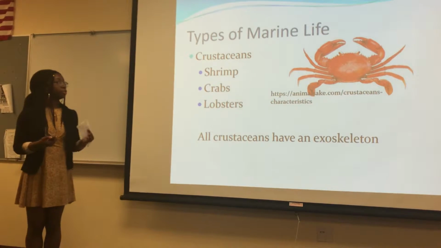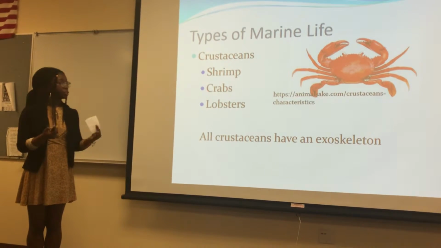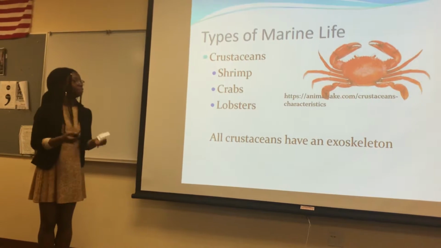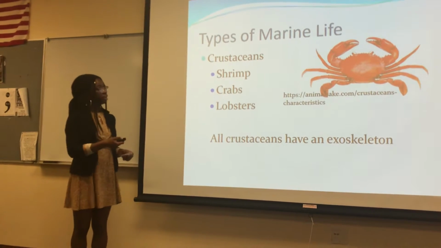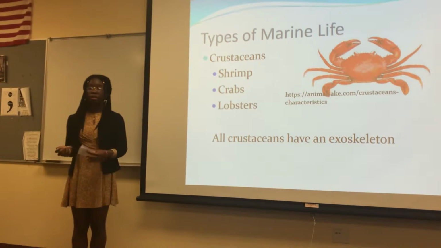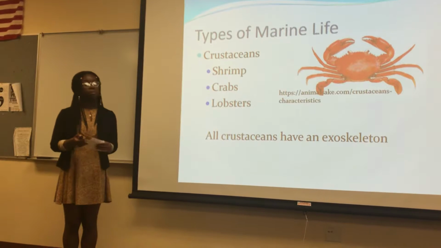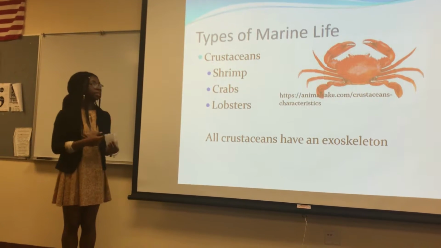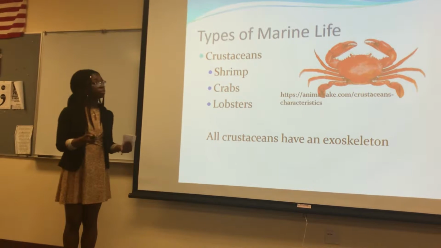Other types of marine life include crustaceans, the very fancy things we eat at restaurants, which are shrimp, which is my favorite, crabs, and lobsters. All crustaceans have an exoskeleton, and that's basically their bones are on the outside of their body rather than the inside like us. So on the inside, all their meat is fleshy and soft, and that keeps them safe. However, their exoskeleton does not grow, so they need to molt it.